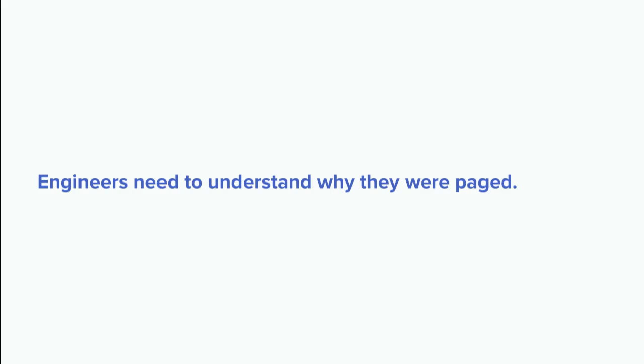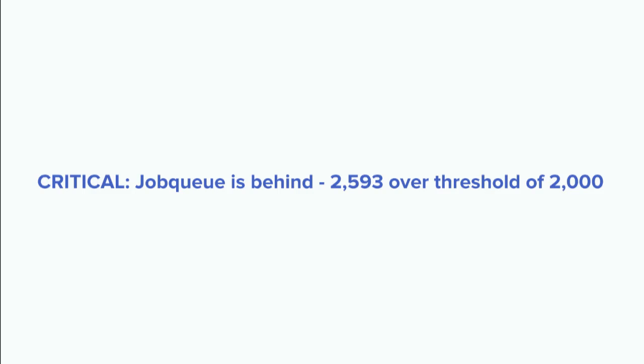And so an important part of metrics is that engineers need to understand why they were paged. And if you see a page like this, you'll want to see graphs that show you what led to you being paged. Is it a general slowdown and the queue has been slowly increasing for a while, or was it a sudden spike?